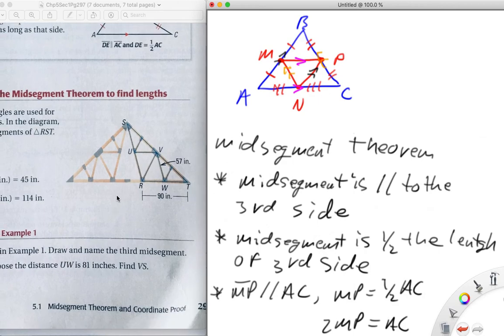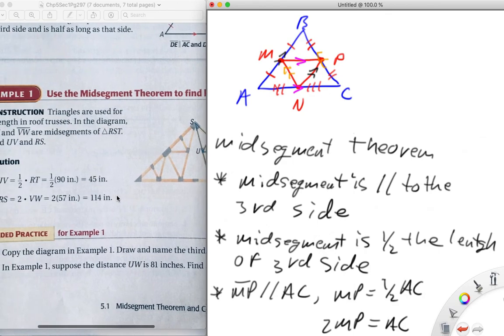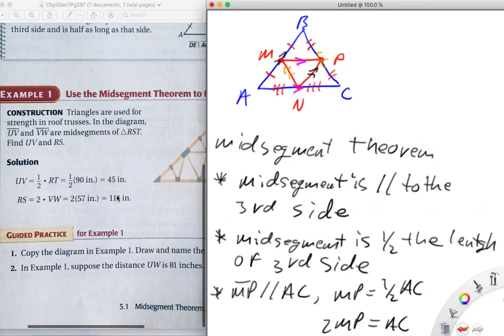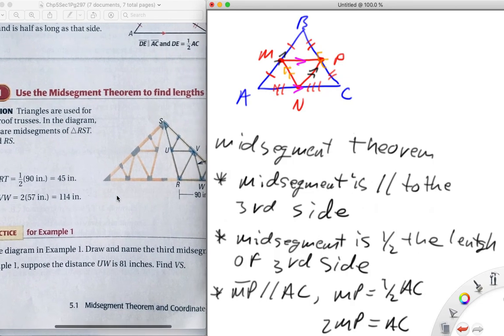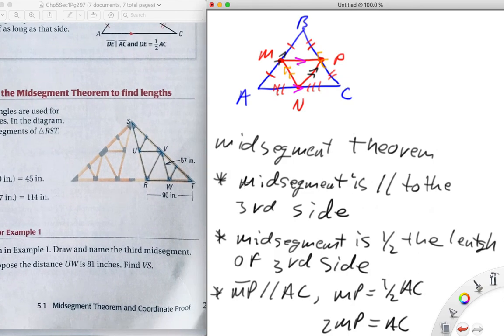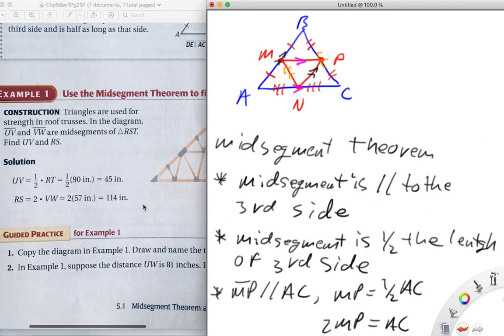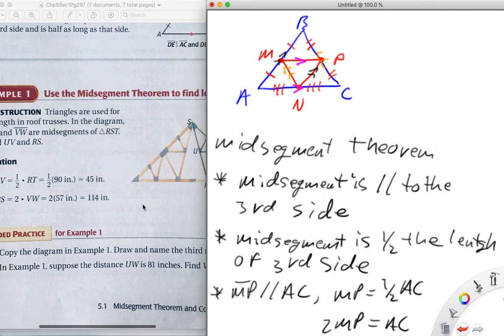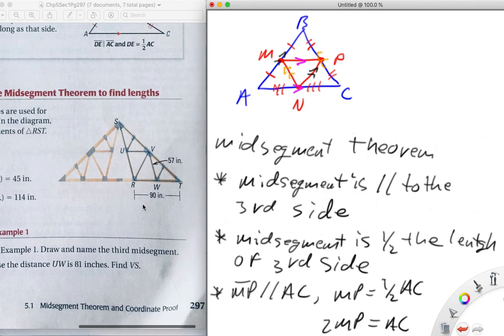So this can be used in basic algebraic stuff. This says suppose the distance of UW is 81, find ST. UW is the midsegment of this triangle. If this is 57, then this is 100. Do they give me the distance of ST anywhere? I don't need ST.